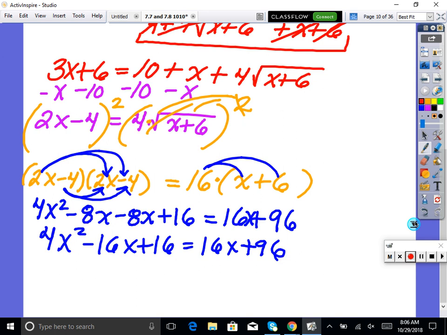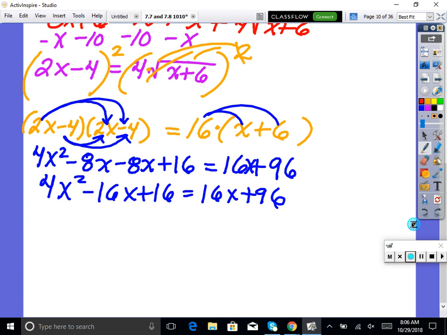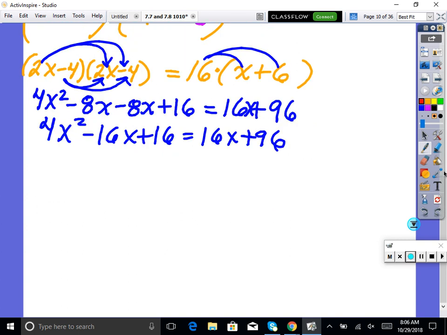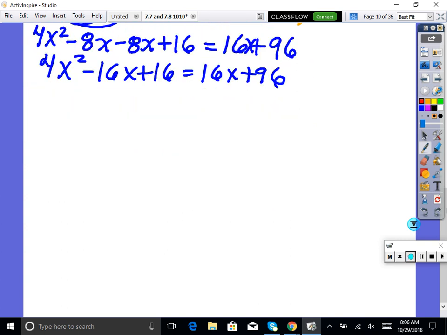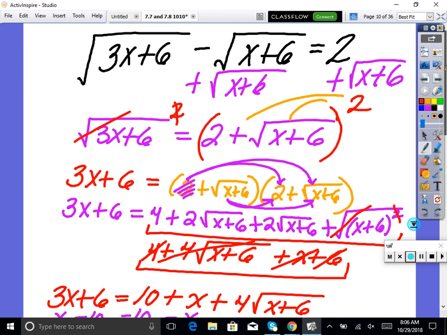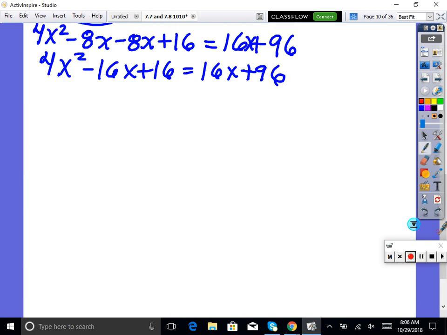This problem is a long one. Look at this. Let's see how long we've gone so far. Pretty long. We're almost there though.